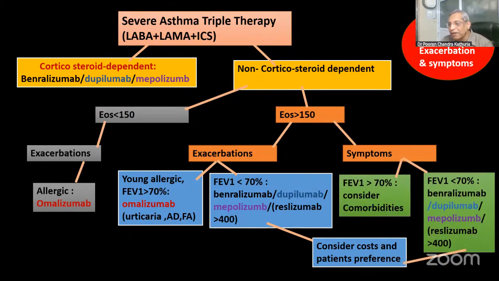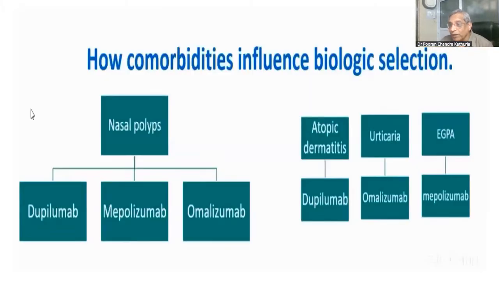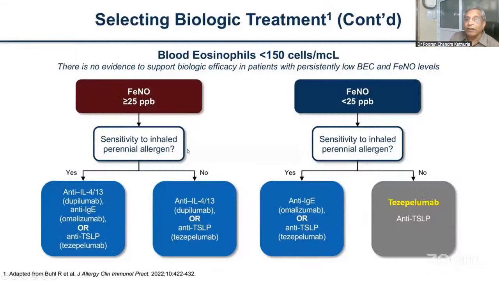Second point is that if symptoms are more and FEV1 is more than 70, then we must think of comorbidity, which is the predominant primary one. If it is nasal polyp, then dupilumab, mepolizumab, and omalizumab. If it is atopic dermatitis, dupilumab; urticaria, omalizumab; and otherwise if it is EoE, then again dupilumab.